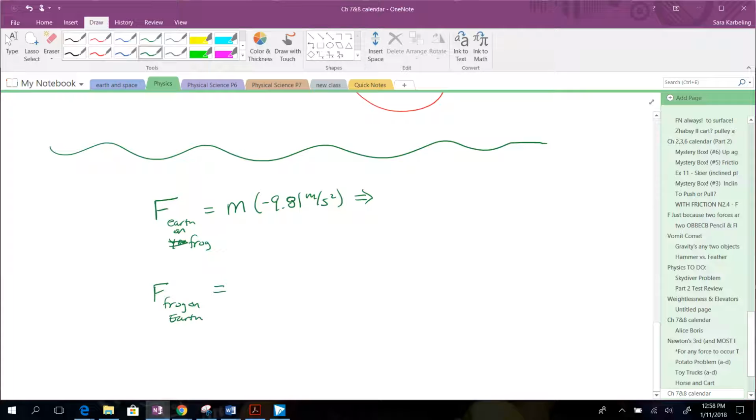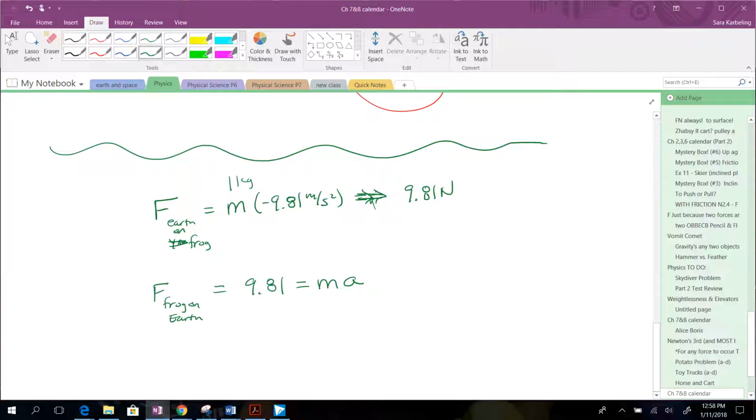Okay, so let's do the math here just because we can and it's easy. If this is a kilogram, what's the force going to be? 1 kilogram times 9.81 meters per second squared, 9.81 Newtons. So the force of the frog on the earth is going to equal its mass times its acceleration.